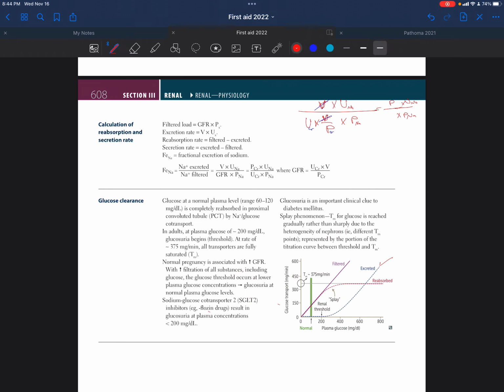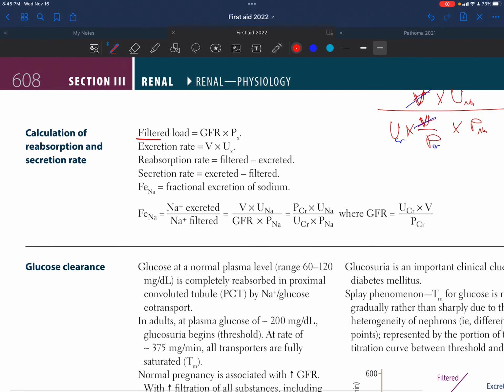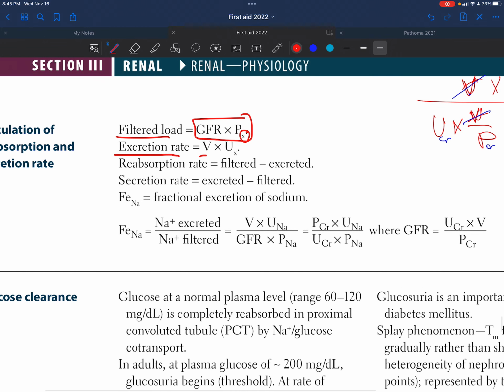There we go. So for the calculation of reabsorption and secretion rate, we have an equation that says that the filtered load equals the GFR times the plasma concentration of a material X. Let's suppose we're talking about material X, okay? And then the excretion rate equals the flow of the urine multiplied by the urine concentration of the material X as well.